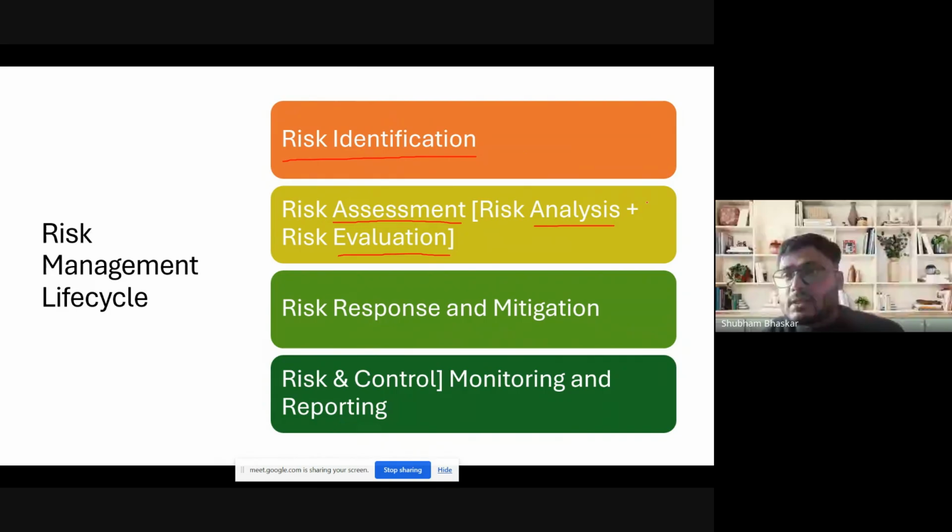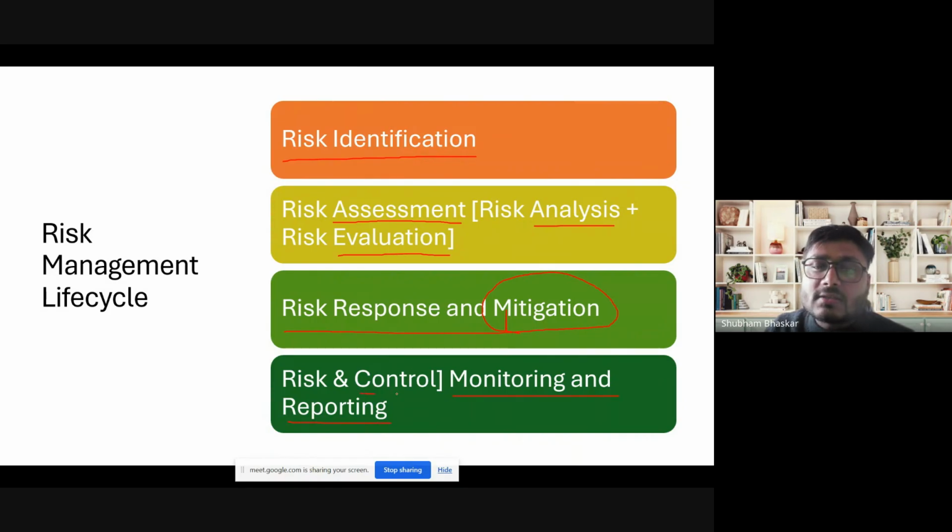We'll study that in detail in coming slides. Once you have assessed, of course, it's like knowing you have a disease. You're not going to sit idly. You are going to respond to it. And when I say respond, one of the major or commonly used options is mitigation, but it's not always used, right? And the next thing that we do is risk and control monitoring and reporting, right?